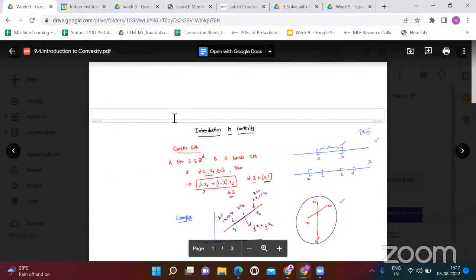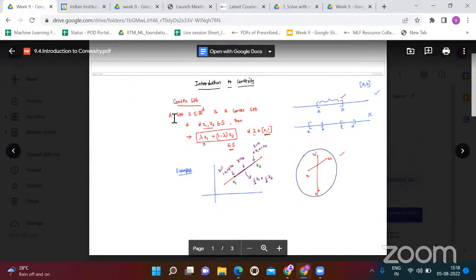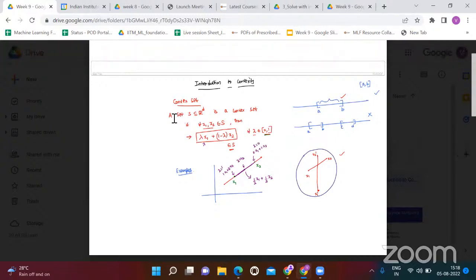Now we are starting with convexity. Okay, so the convex set. A set S that belongs to R^d, the d-dimensional real space, is a convex set if, for example, you take any x1, x2 from that set and compute lambda x1 plus (1 minus lambda) x2, and if this comes in the set S, then this is a convex set. And the lambda should be between 0 and 1.